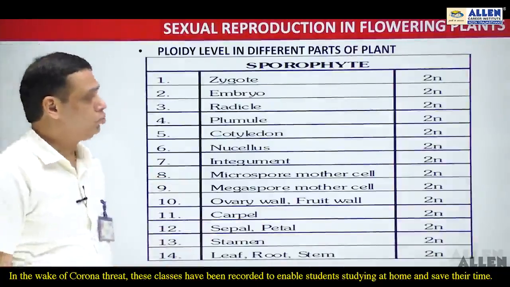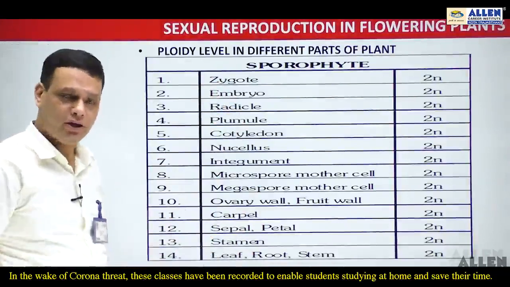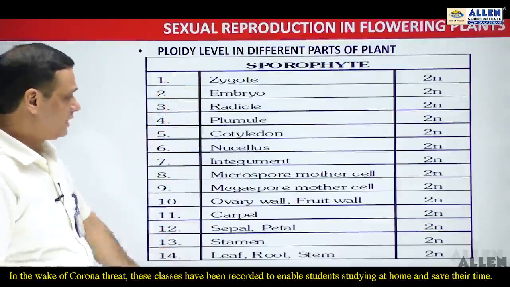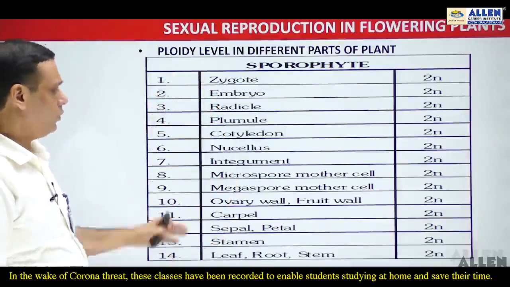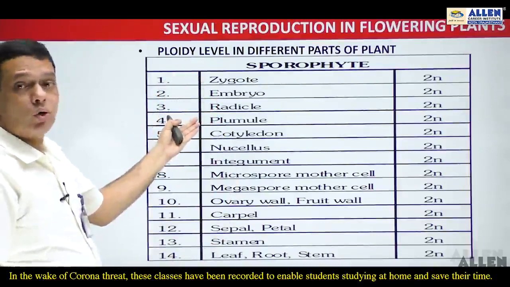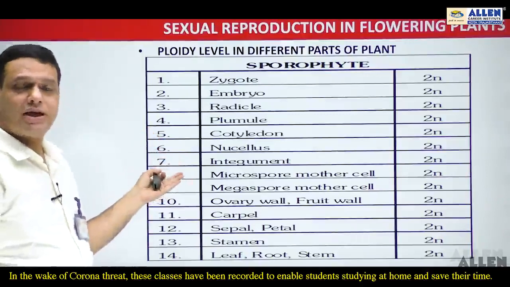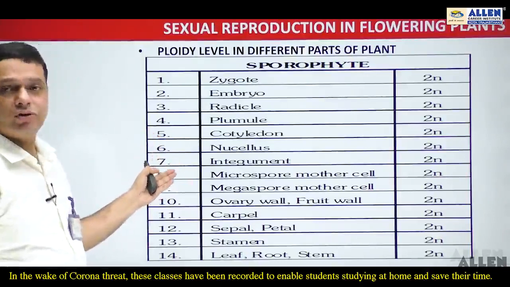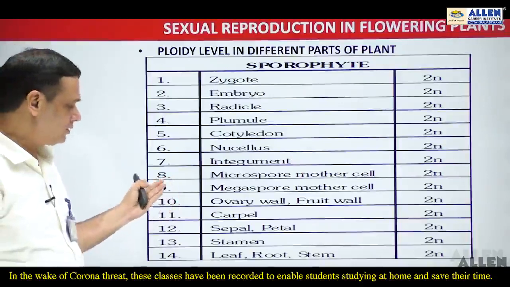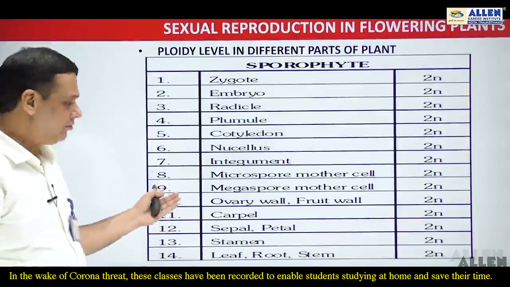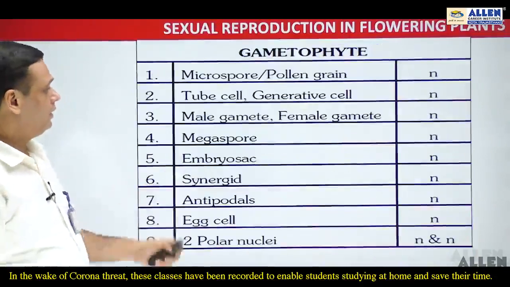Now there are certain ploidies. If there are sporophytic tissues, then the ploidy will be diploid. Examples of sporophytic tissues are the zygote, embryo, radicle, plumule, cotyledon, nucellus, integument, microspore mother cell, megaspore mother cell, ovary wall, fruit wall, carpel, sepals, petals, stamens, leaf, root, and stem. All these are diploid in nature.